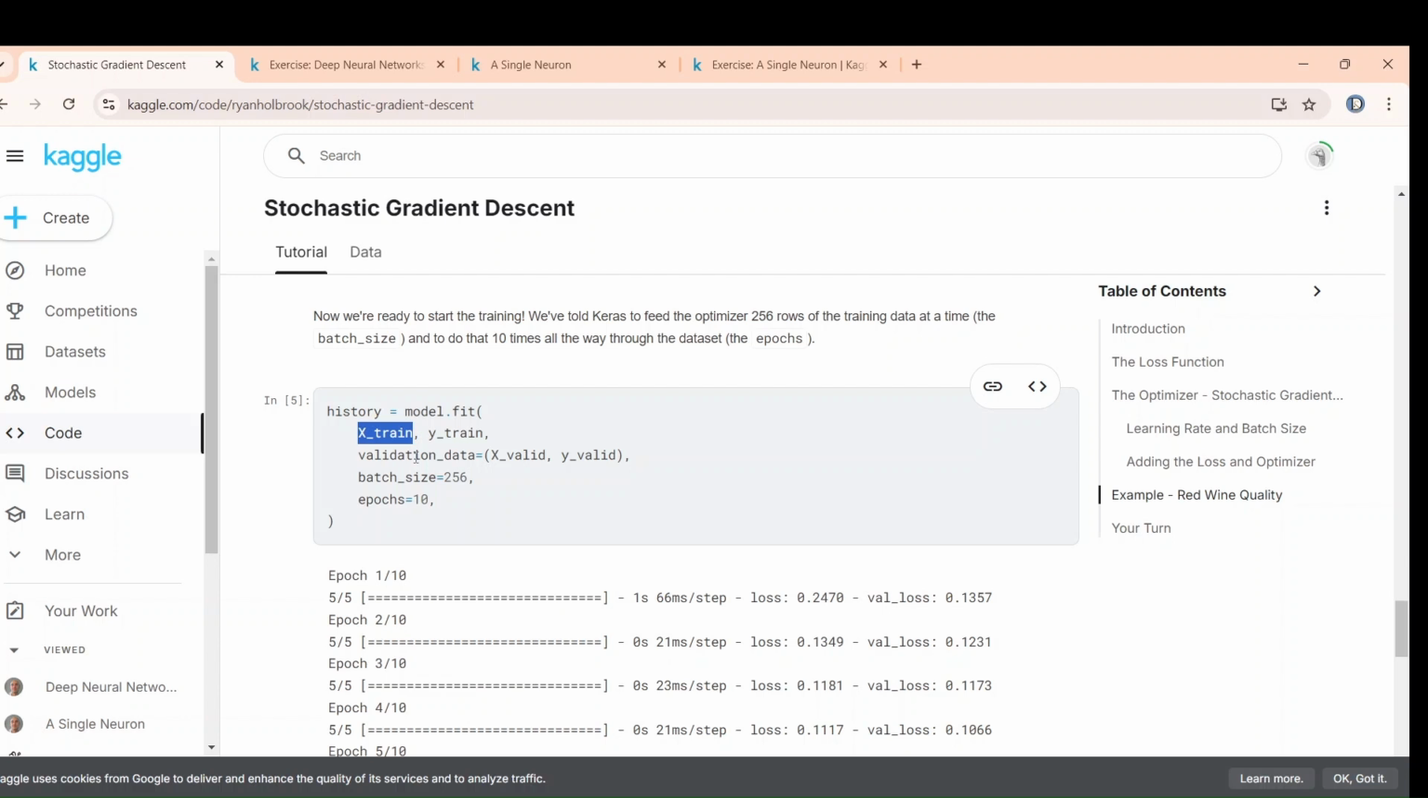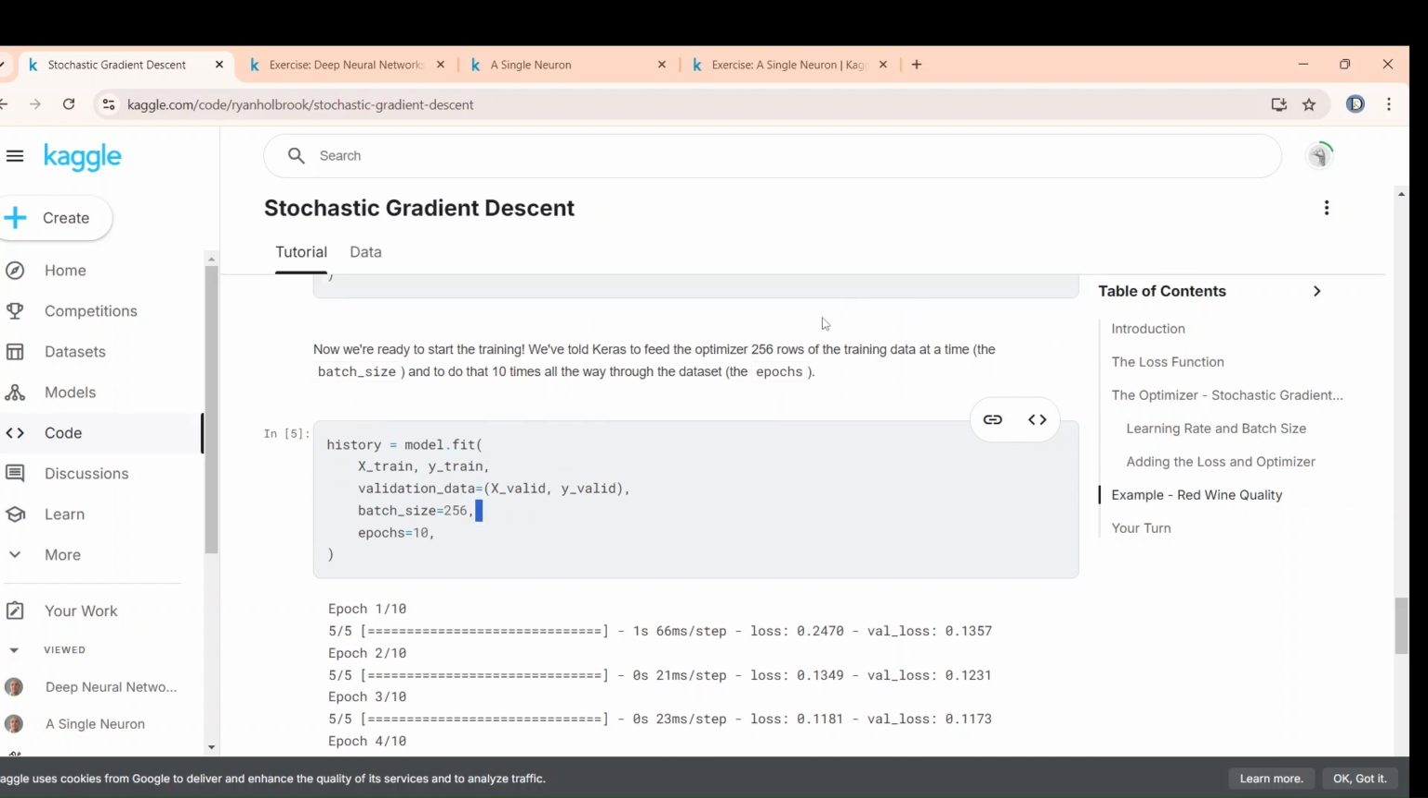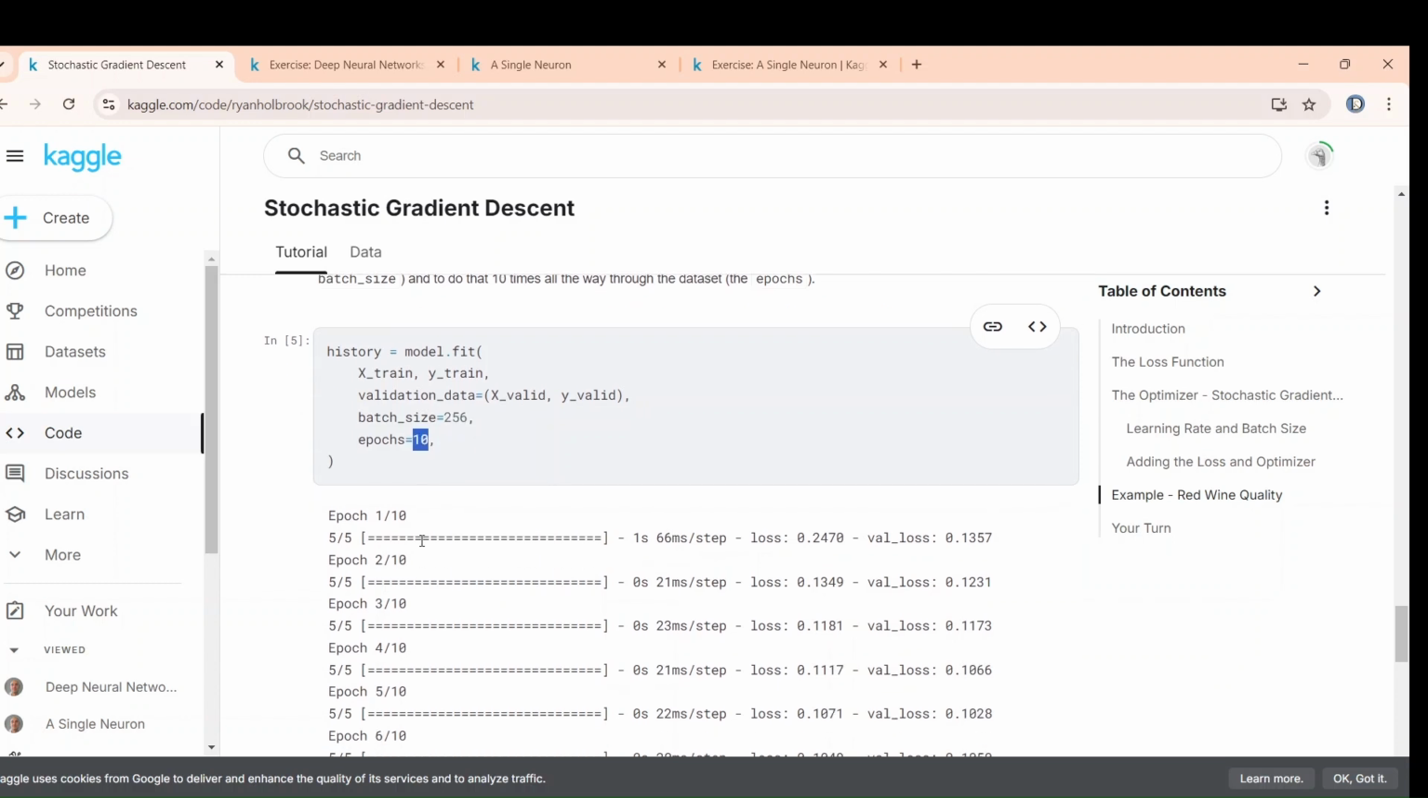You have removed the testing data set because testing is not for training, right? So you have taken the training data set, and in it you have the training inputs, and y train means the output. Okay. Now what is the validation data? X valid, comma y valid. What is the batch size? They have told that in every batch you take 256 rows. So batch size equals 256, and do that 10 times all the way through the dataset. So epochs is 10. Okay. Now see here.